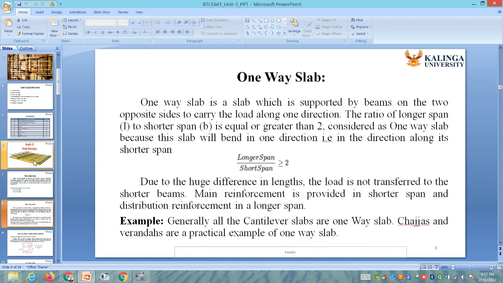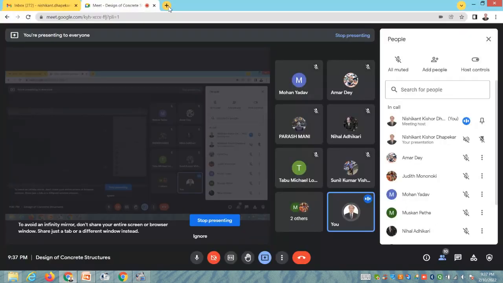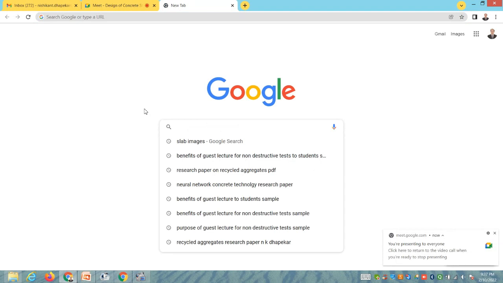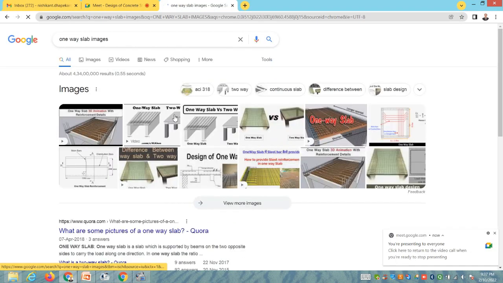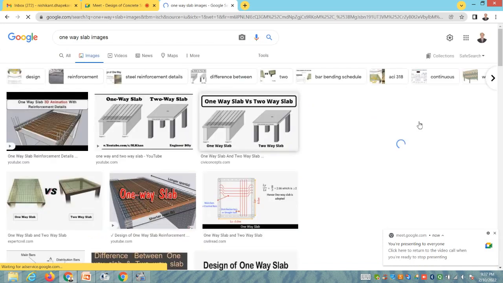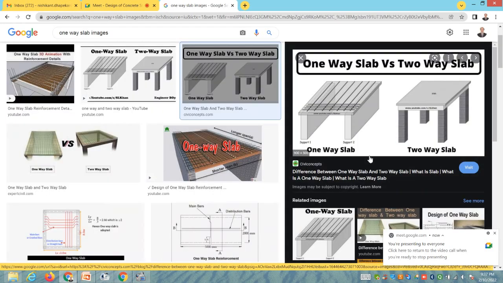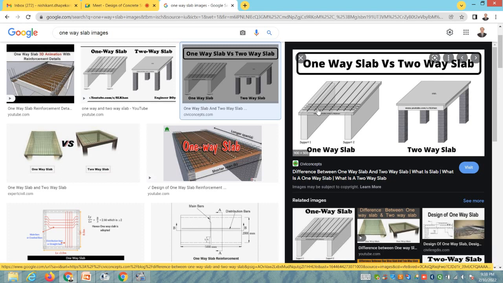So let us start with what exactly one-way slab is. So again, I will show you a few images especially for one-way slabs. One-way slab images, please see. Is this image visible? Yes, sir, visible. So see here, in one-way slab, the steel reinforcement straight bars are provided along the shorter span. So this is your main reinforcement.